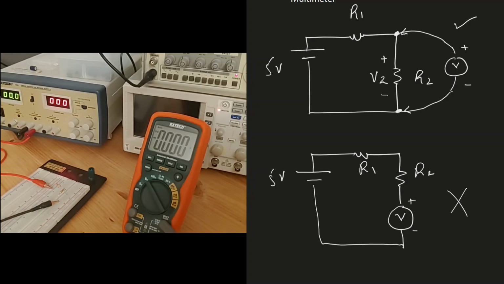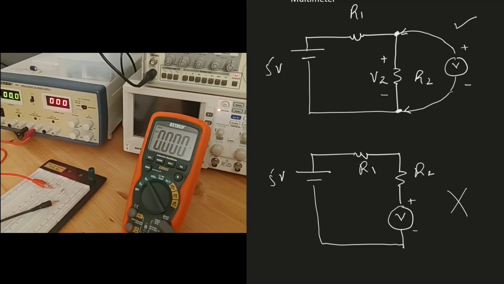So we need to remember then that when we are measuring the voltage, the voltmeter has to be always in parallel with the component across which we are trying to measure the voltage. And there is a very basic, simple reason behind it, which we will explain in a little bit.